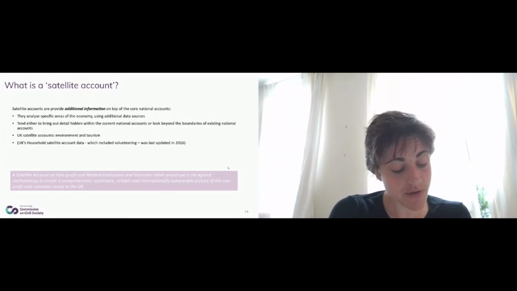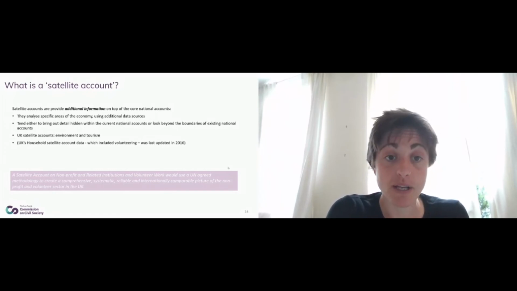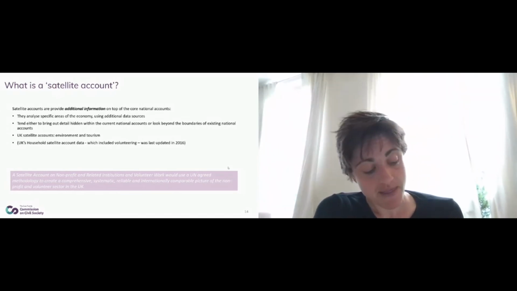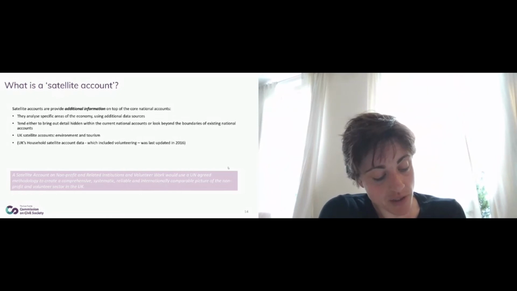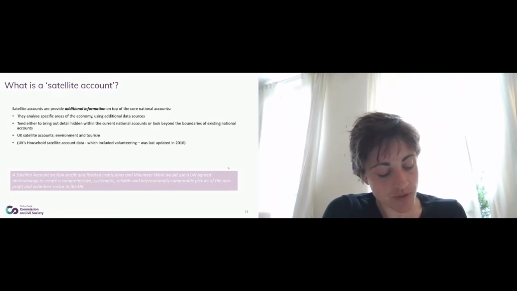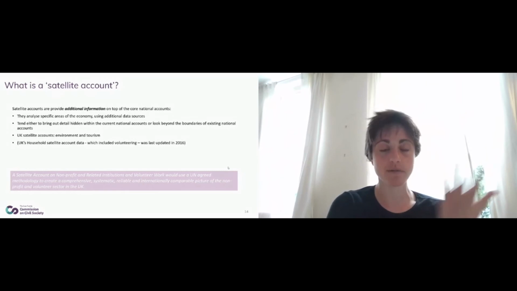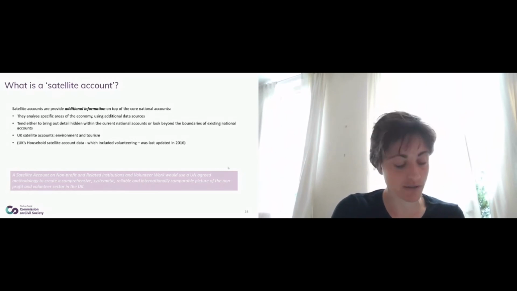The UK currently produces 2 satellite accounts, the environmental satellite account and the experimental tourism satellite account. The environmental account measures the contribution of the environment to the economy. It also looks at the impact of economic activity on the environment and society's response to environmental issues. So lots of additional information in there. It also includes things like greenhouse gas emission rates.